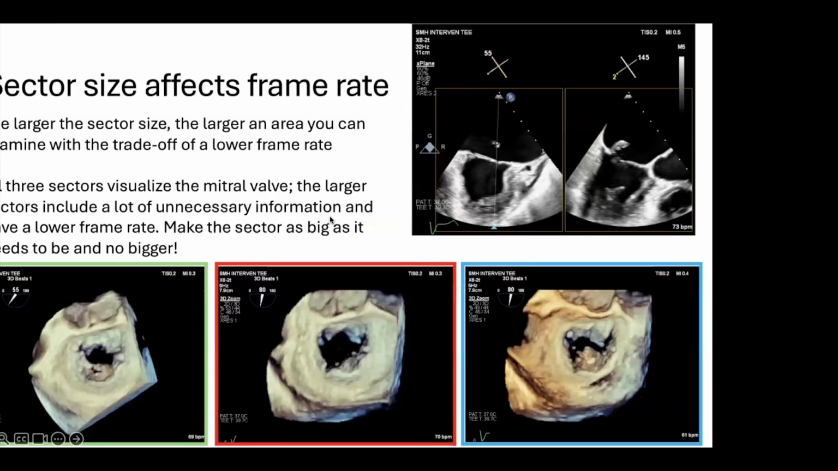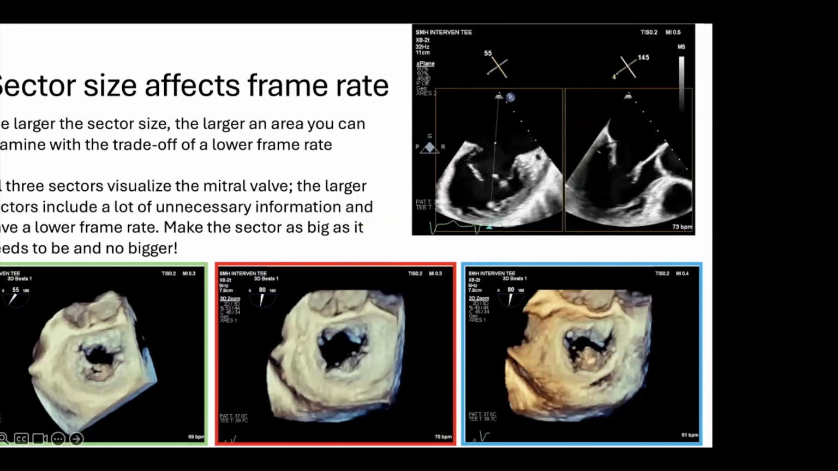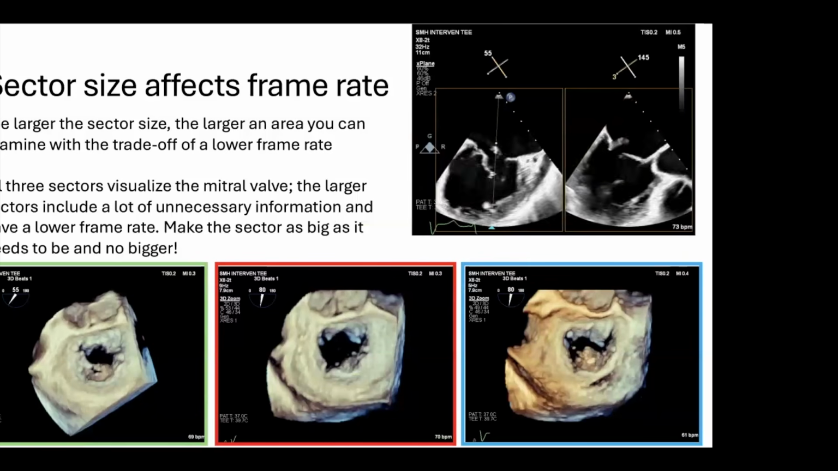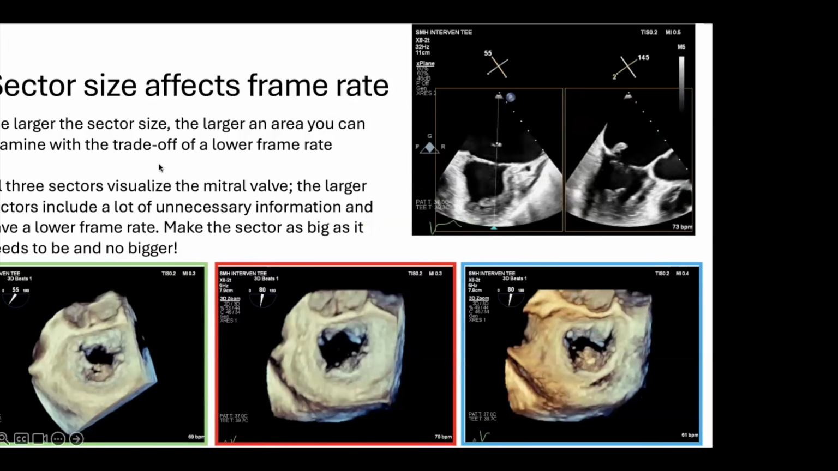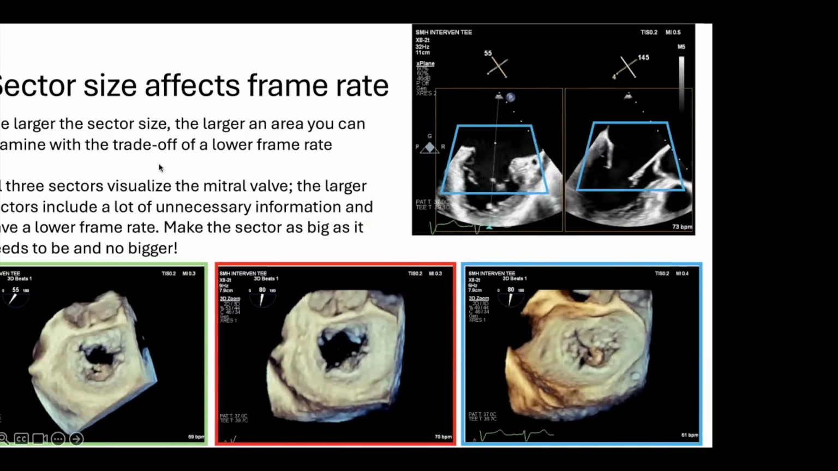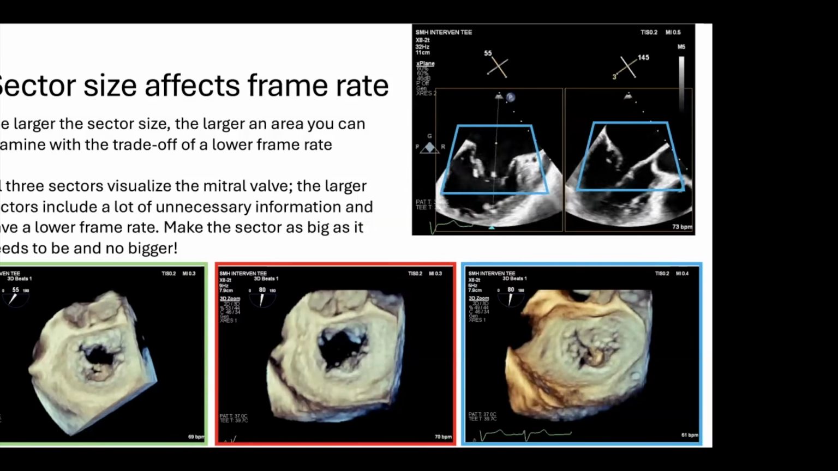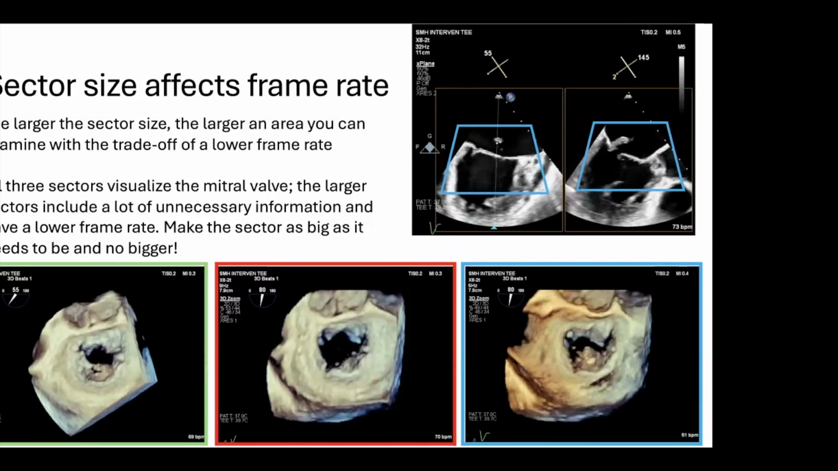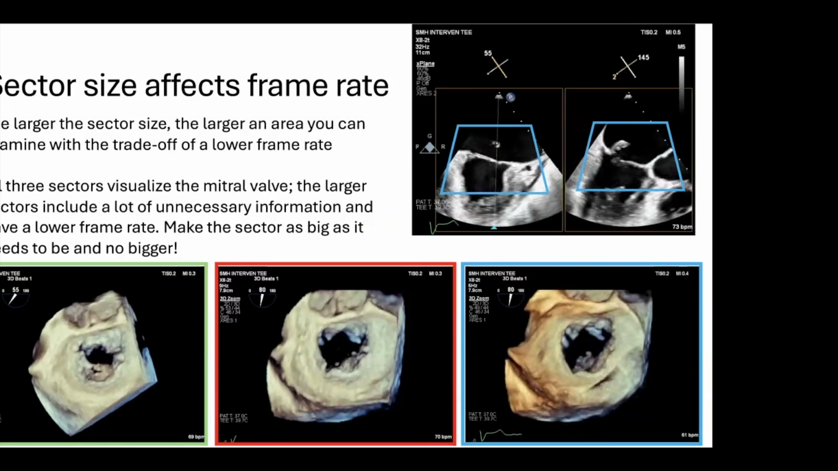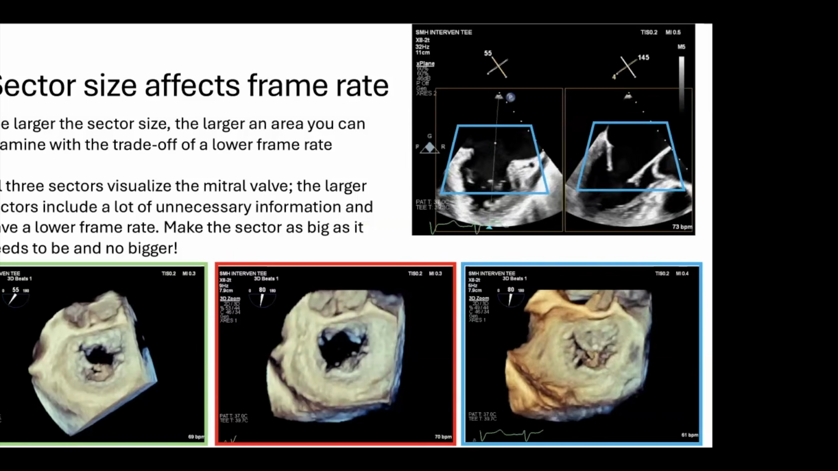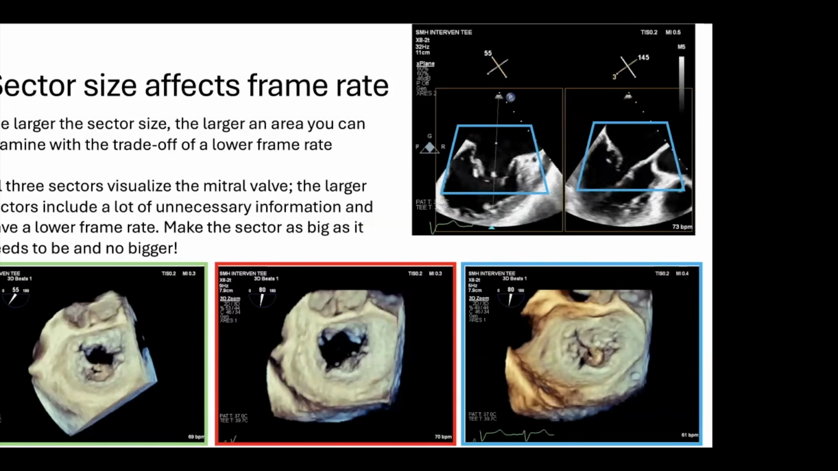And the reason why that's important is that the sector size is going to affect the frame rate. So this is an example of a flail posterior leaflet here on the 2D image. And what I'll show you is that if you have a big sector on your 3D zoom, so this is an example of what the sector might look like, you get more structures in this 3D image, but the frame rate is choppy. And that's not just choppy because of zoom, that's choppy because the frame rate's 5 hertz, okay? So there's more data for it to process.